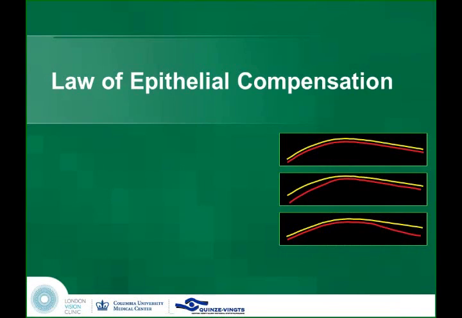Let's go to some theoretical considerations, okay? And something which we call the law of epithelial compensation, meaning that you can have the same surface in yellow, but a totally different stromal surface underneath it, depending on the rate of curvature and where the location is on that cornea.